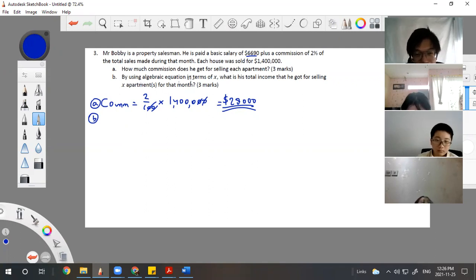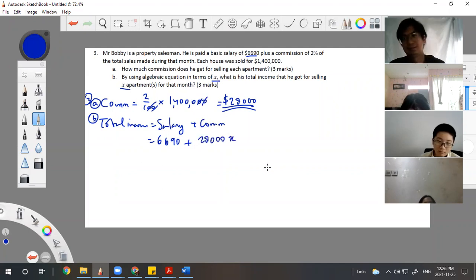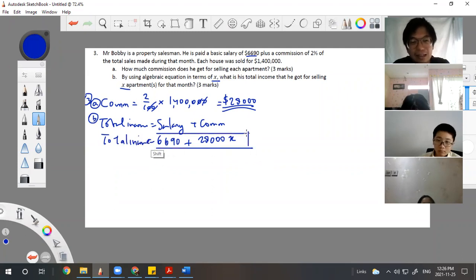Now, B. By using an algebraic equation in terms of X, what is his total income for selling X apartments that month? So total income would be the basic salary plus the commission, right? The basic salary is fixed at 6,690 plus the commission of selling X apartments, 28,000 X, times the number of apartments he sold that month. That's it, can't simplify further. If 5 apartments, then 28,000 times 5. That's all for number 3.